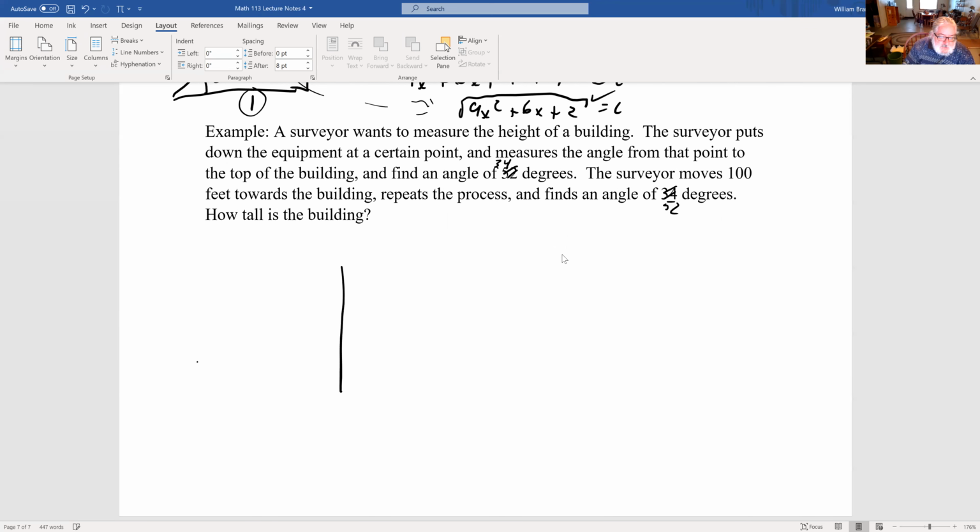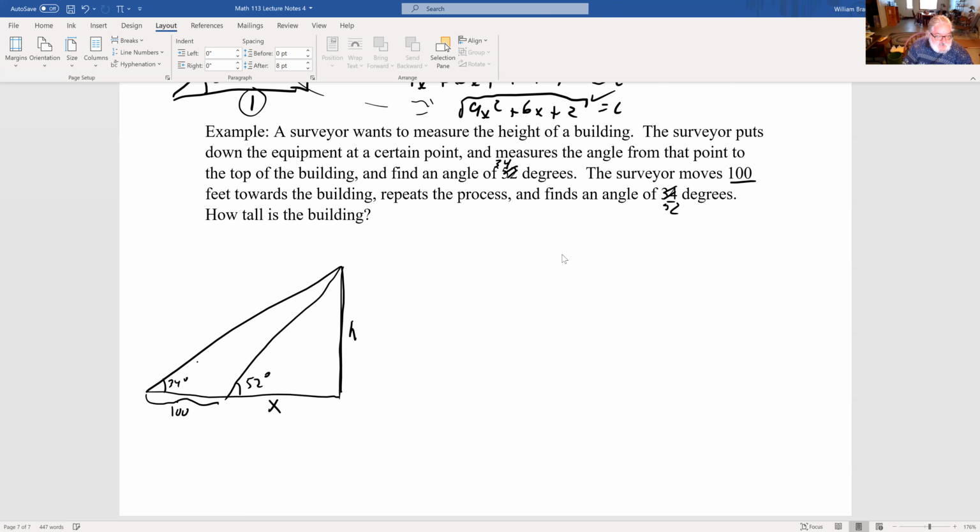So here's my building, right? It's got a height h. Surveyor measures this angle and finds 34 degrees. And then they go 100 feet towards the building, repeat the process, and they find 52 degrees. So they know this distance here is 100. They want to know what's h. How can you find h?